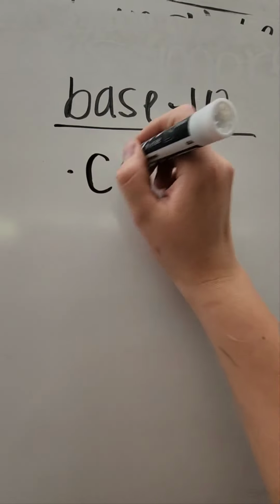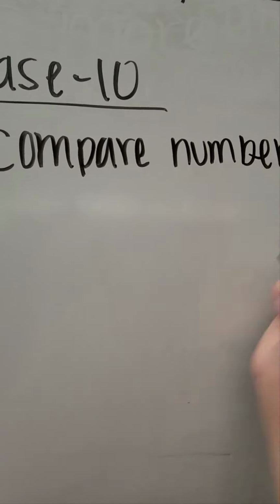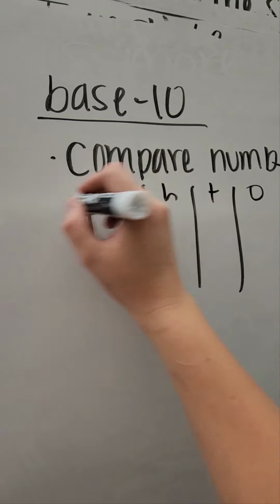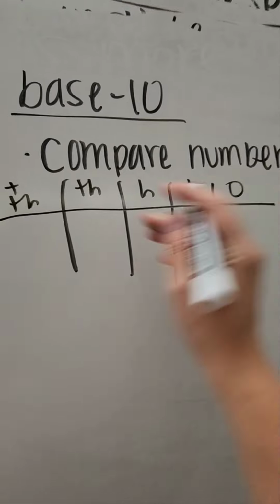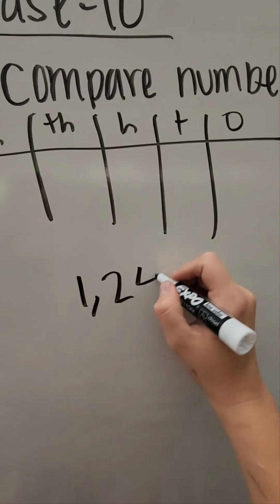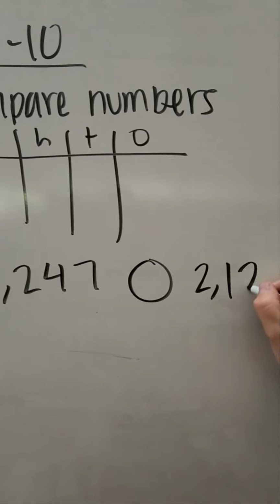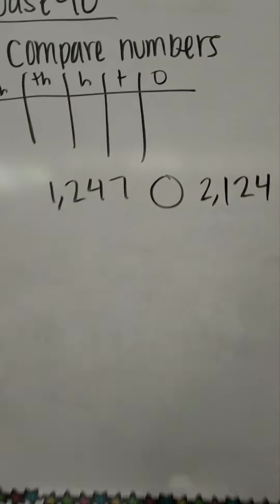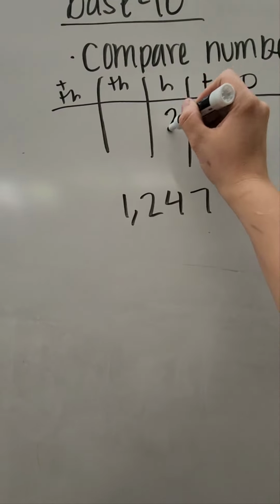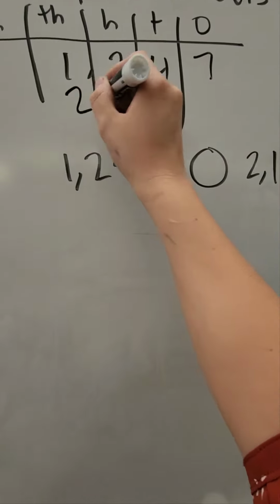They should also understand how to compare numbers. So, for example, they should be able to make a ones, tens, hundreds, thousands, 10,000s, and so on place value chart. Okay, so let's say we are comparing the numbers 1,247 and 2,124. To see which number is greater or less, I could plug this in up here. So there's our first number right here, and I'm going to put our second number right below it to see which one is greater.